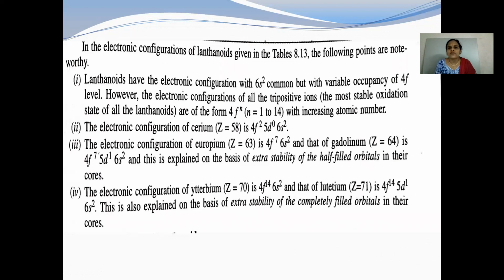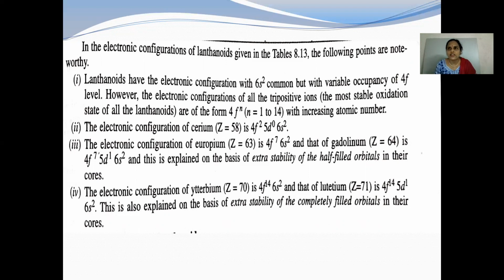In the electronic configuration of these lanthanoid elements, the following points are noteworthy. Lanthanoids have the electronic configuration with 6s2 common, but with variable occupancy of the 4f level. However, the electronic configurations of all the tripositive ions are of the form 4fn, where the value of n ranges from 1 to 14 with increasing atomic number.